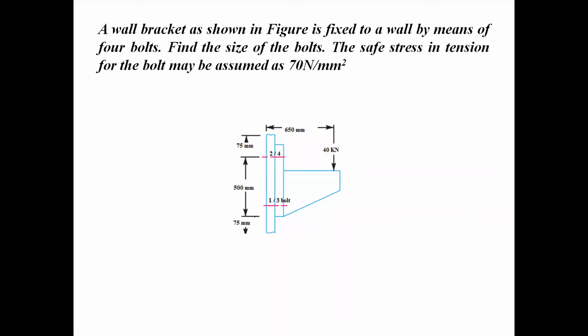So let us have one more problem based on our eccentric loading screw design. In front of you, there is a problem statement. A wall bracket as shown in figure is fixed to a wall by means of 4 bolts. Find the size of bolt. The safe stress in tension for the bolt may be assumed as 70 megapascal. So this is the statement of the problem.